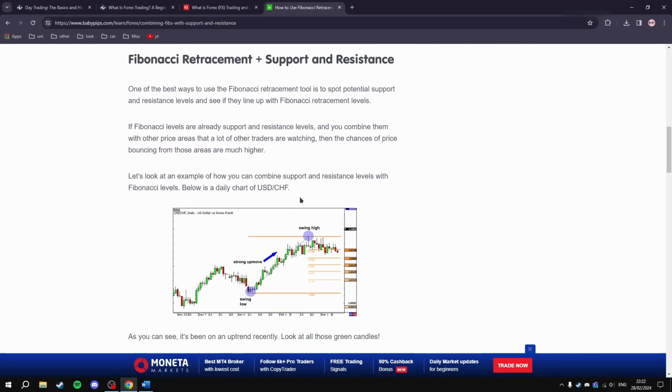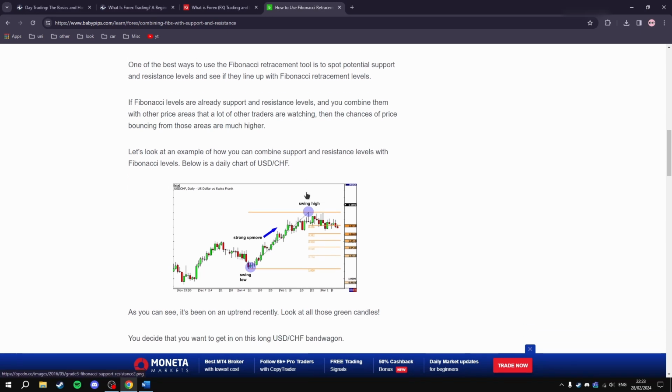Fibonacci retracement plus support and resistance. One of the best ways to use a Fibonacci retracement tool is to spot potential support or resistance levels and see if they line up with Fibonacci retracement levels. If Fibonacci levels are already support or resistance levels and you combine them with other price areas that a lot of other traders are watching, then the chances of price bouncing from those areas are much higher.